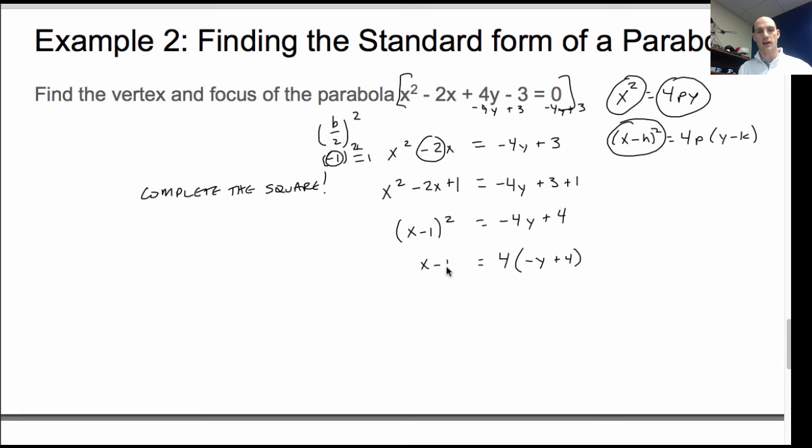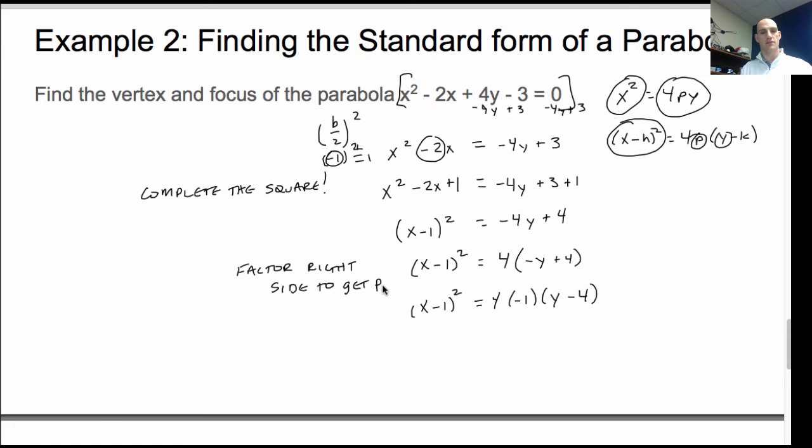Well, then I can factor out an additional term, that p. Like, what is my p? Well, I've got a positive y. Here I have a negative y, so it's going to be 4. I factor out a negative 1, y minus 4, x minus 1 squared. So what did I do? I completed the square, and I rewrote it so that I could figure out what my 4p was. So then I factored the right side to get p here. So this is my p right here.